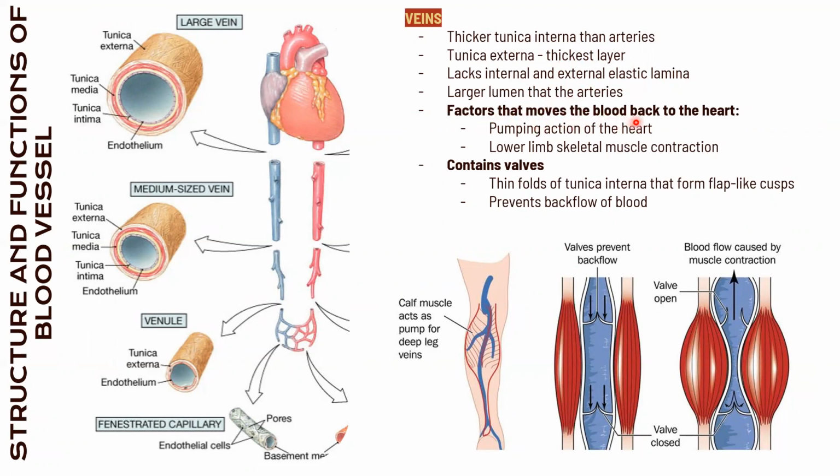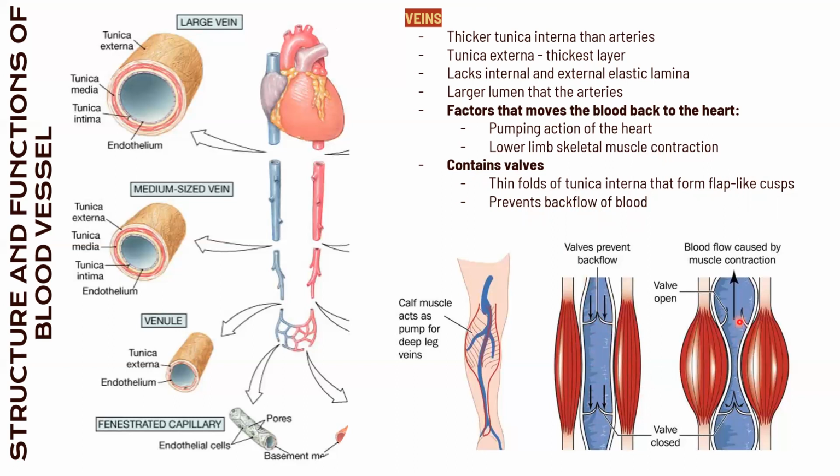Factors that move the blood back to the heart are the pumping action of the heart and lower limb skeletal muscle contraction. Your veins contain valves, if you could observe. These valves are thin folds of tunica interna that form flap-like cusps. They prevent backflow of blood when they are closed.